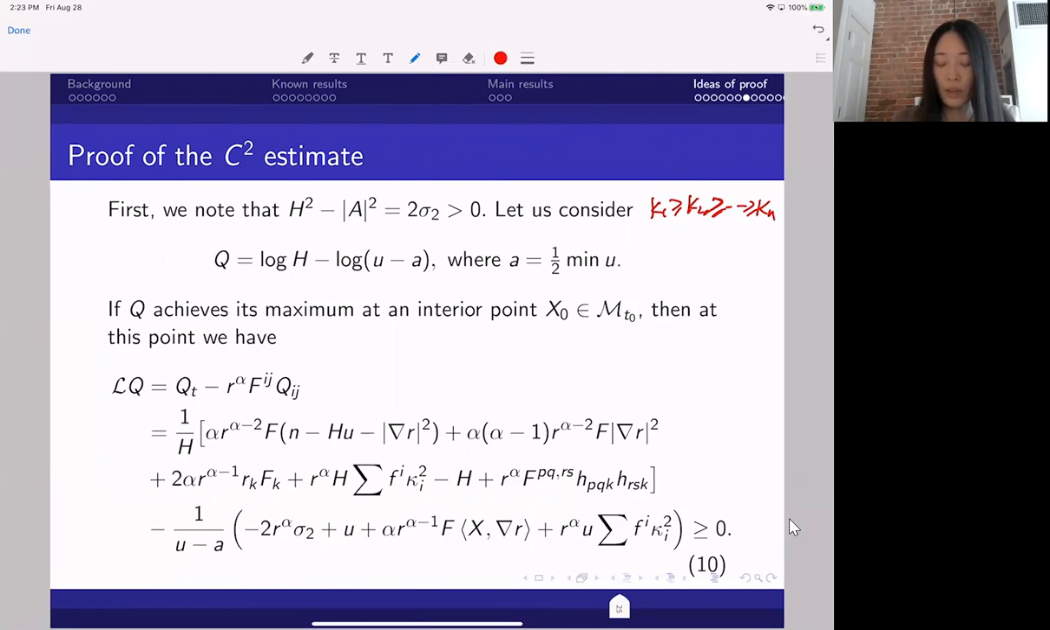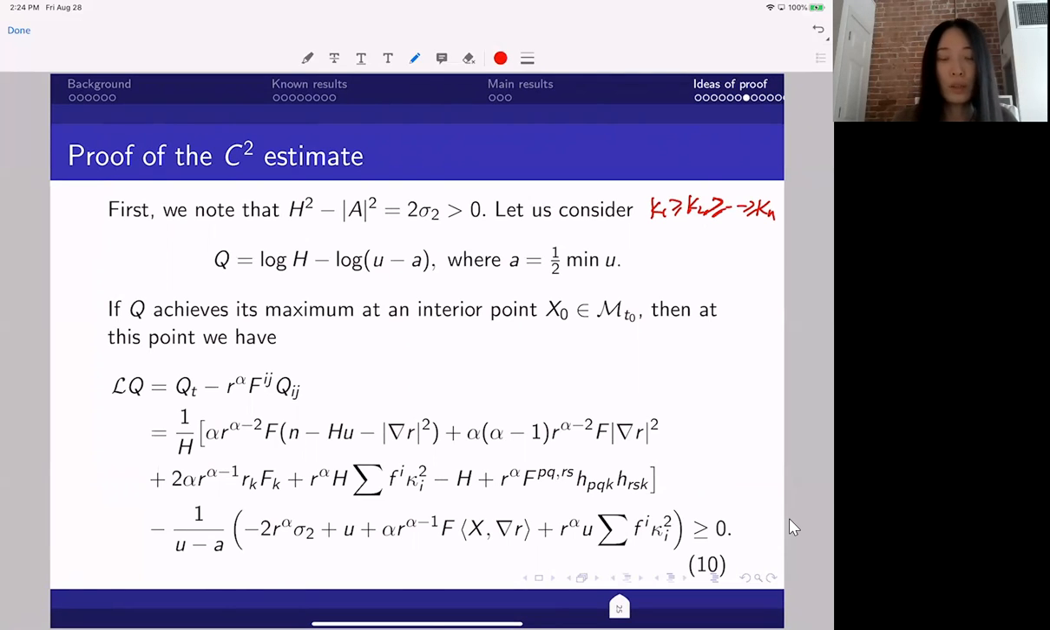Here a equals 1/2 of the minimum value of u. As we said, we already know that u is bounded from below by a positive number, so this is okay. Then we assume that Q achieves its maximum at an interior point, right? Because if Q achieves its maximum at the boundary when t equals 0, then we would be done, right? So we assume it achieves its maximum at an interior point.